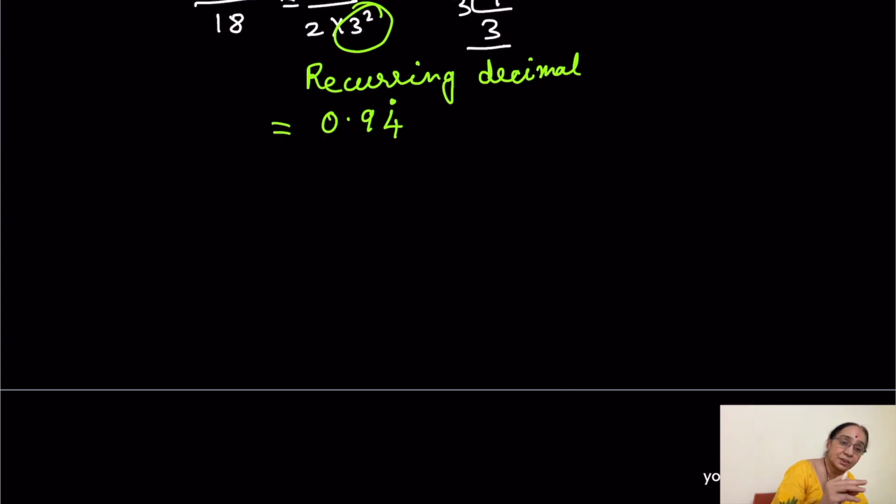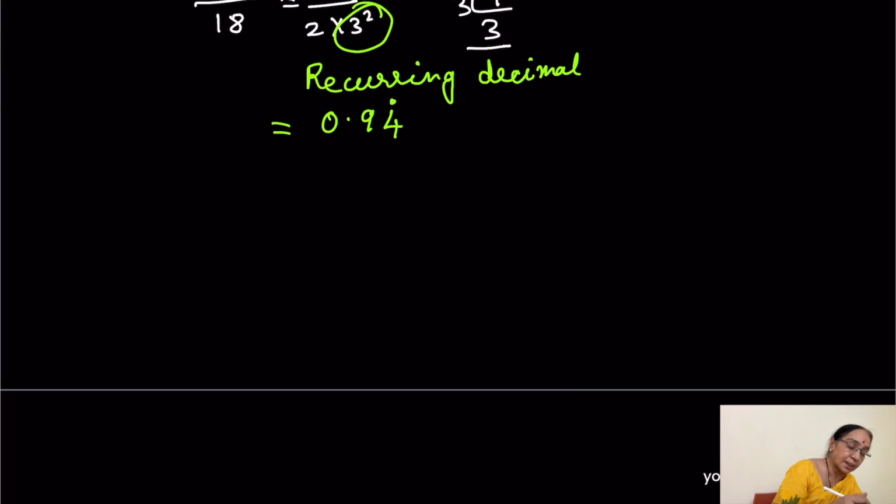A decimal which is neither terminating nor repeating, we have seen that it is an irrational number. You will never get such a number from a fraction. When you divide the numerator by the denominator, you will not get an irrational number. That is why these fractions are termed as rational numbers.